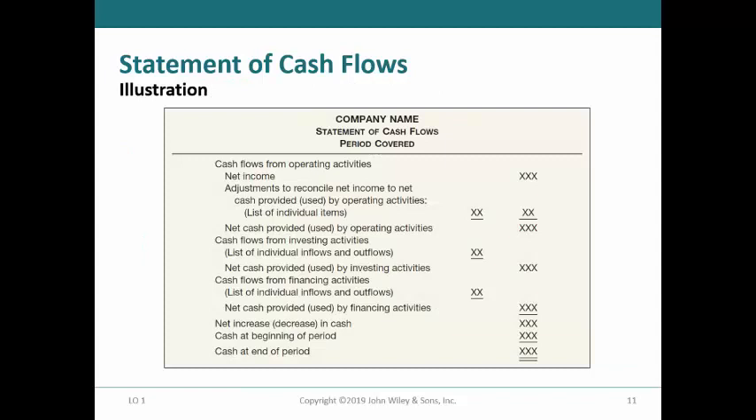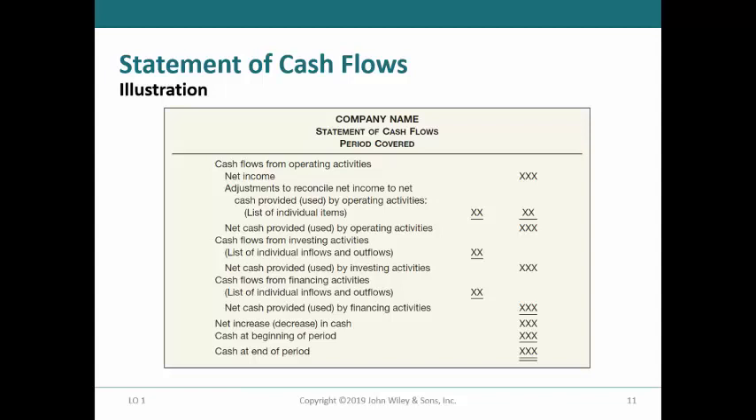This slide shows the format for the statement of cash flows using the indirect method to present the cash flows from operating activities. We will study this in more detail in future slides, but the indirect method begins with net income and then is adjusted for the non-cash income and expense items on the income statement and the changes in the current assets and liabilities.